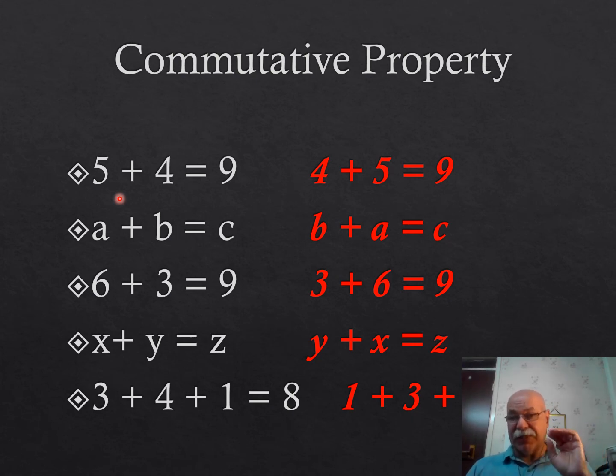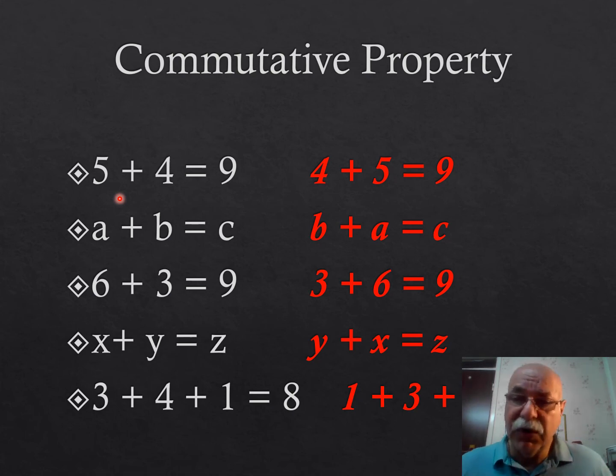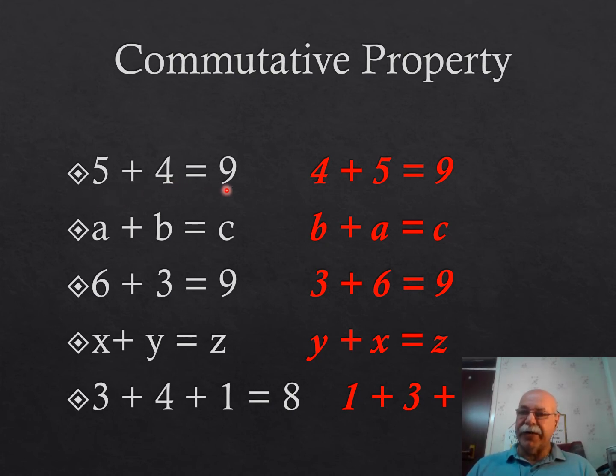Same amount, same value of this equation, just to know how the commutative property works. That's why here 5 plus 4 equals n. When you change the order, you see here 4 plus 5 is 9. Same. A plus B equals C.